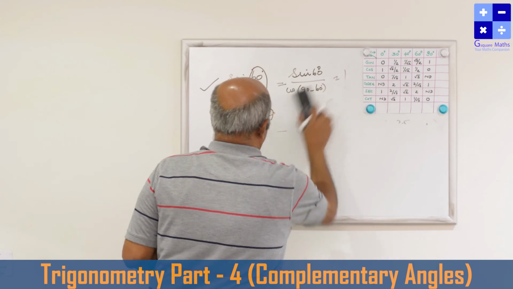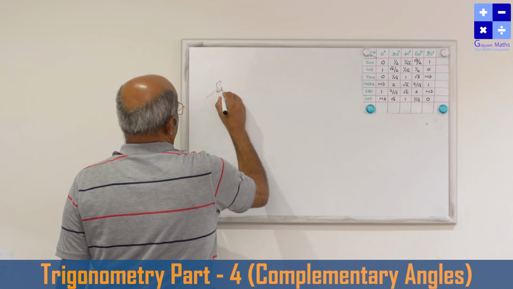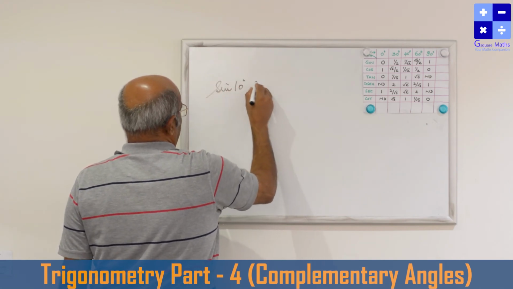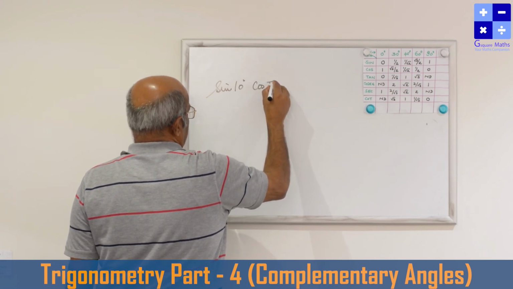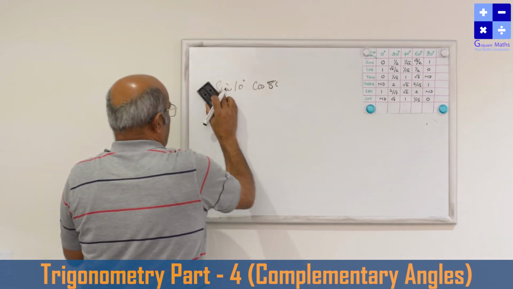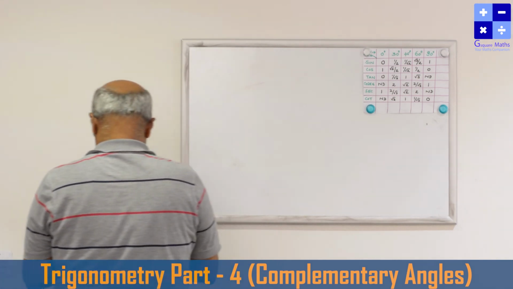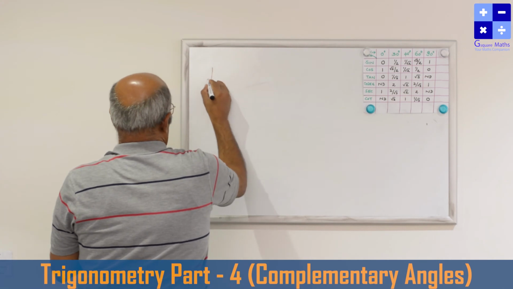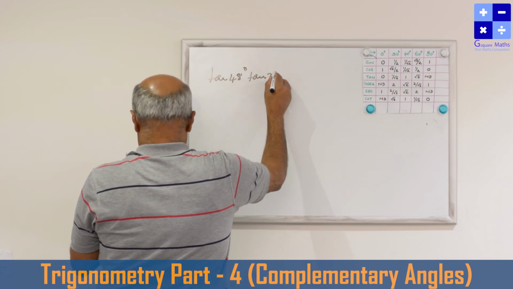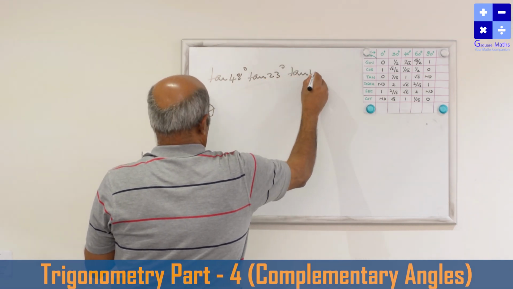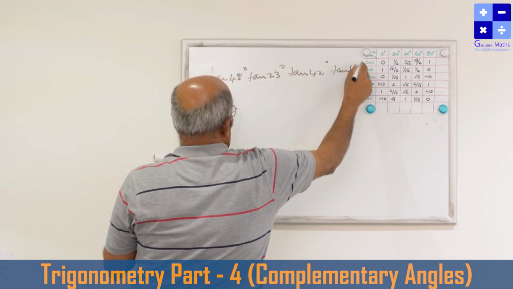So let me take one more problem. Tan 48, tan 23, tan 42, tan 67. Prove that this is equal to 1.